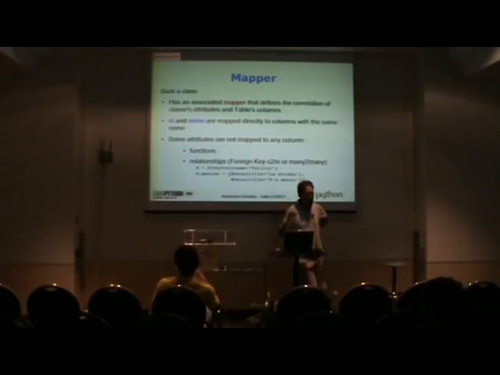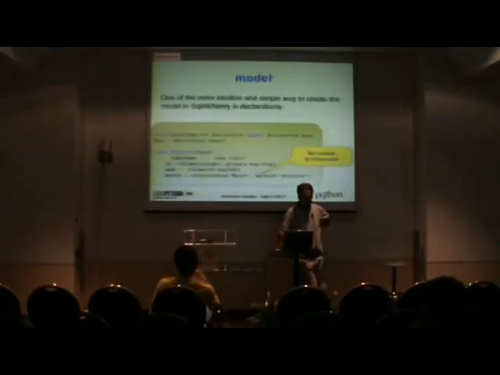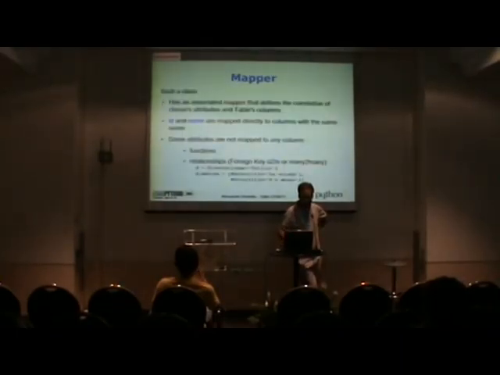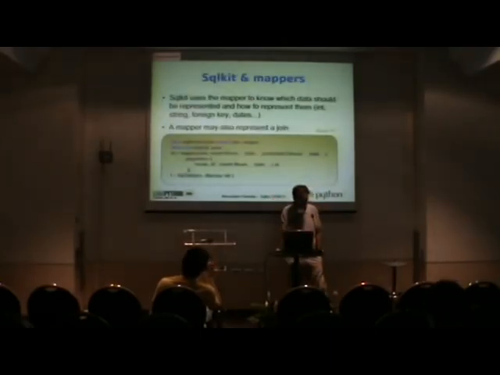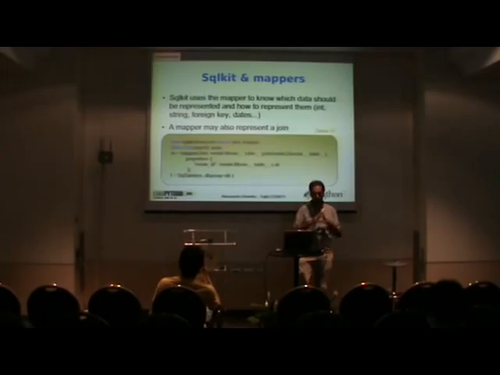Now, the mapper. Each class that has been prepared in this way will have an associated mapper that defines the correlation between the class's attributes and the table's columns. In this case, ID and name are mapped directly to columns. There are things that are not mapped directly to a column. Functions are an example, and the other is relationships, that we have just seen. Sqlkit uses the mapper and not anything else to devise how each field must be represented.